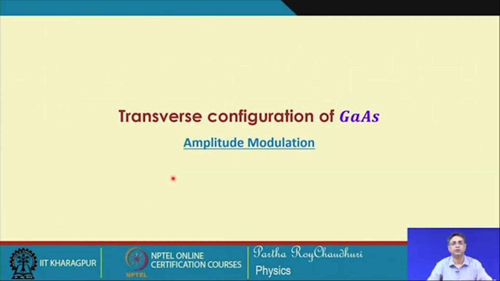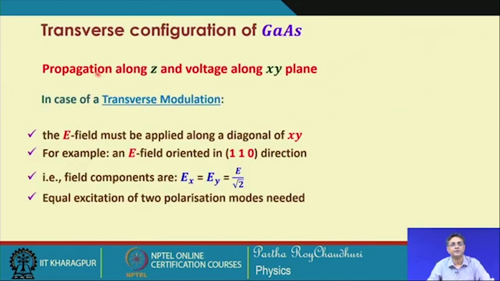So, with that background of phase and amplitude modulation in the longitudinal configuration, let us now see how this transverse configuration of gallium arsenide isotropic crystal works. So, for amplitude modulation, the requirement, you see, is propagation along x and the voltage is applied along the xy plane, that is along the body diagonal of this xy. So, I will show you how this polarization has to be launched.